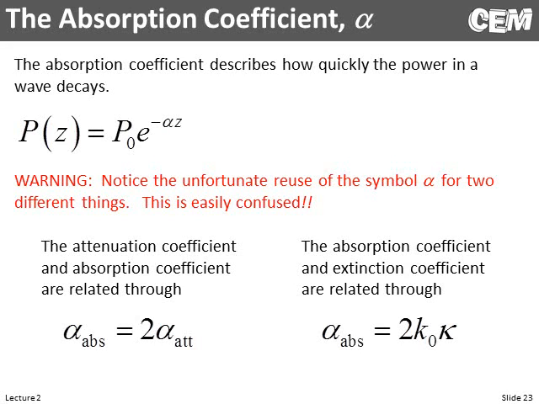So at least in the next few slides, I'm going to have alpha sub ABS to be the absorption coefficient. That's the power-related one. And then here's the attenuation coefficient. And they're just different by a factor of 2 because power is the amplitude squared, right? So there's a 2 in there. And the absorption coefficient is related to the extinction coefficient. They're almost the same parameter, just a constant different.